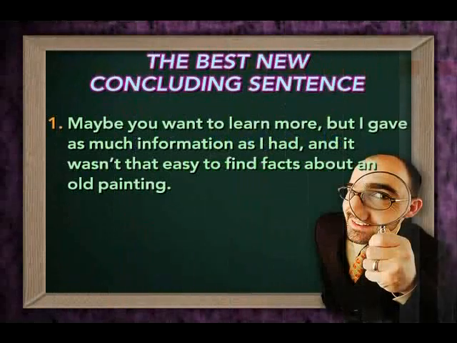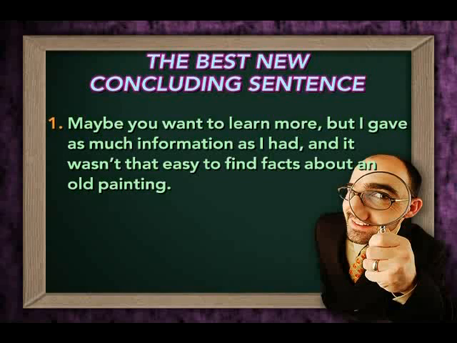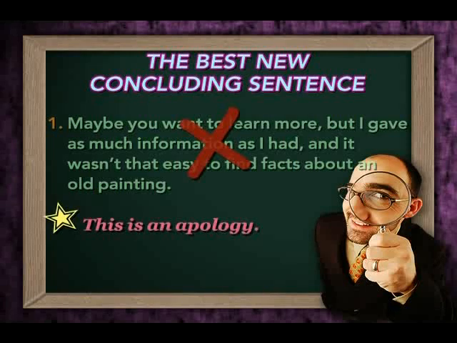Number 1. Maybe you want to learn more, but I gave as much information as I had, and it wasn't that easy to find facts about an old painting. Well, this is not a particularly good ending for 2 reasons. First of all, it's an apology. And second of all, you're sort of whining about it. You know, it wasn't that easy to find facts. This will not work because your reader will feel, not my fault that you couldn't find facts. So rather than leaving your reader feeling satisfied, you're going to leave your reader feeling annoyed that you couldn't get the information that you needed.